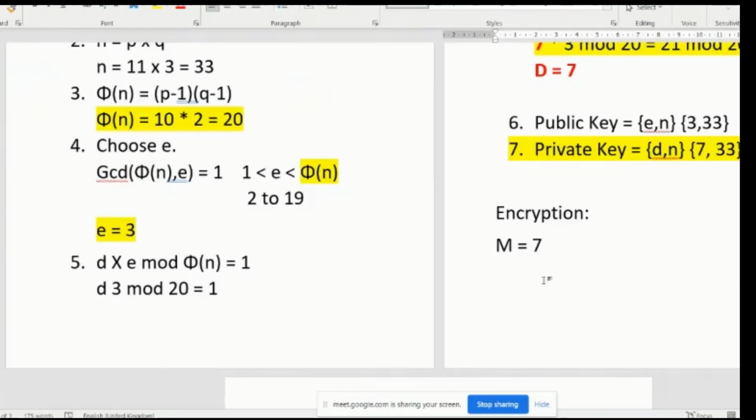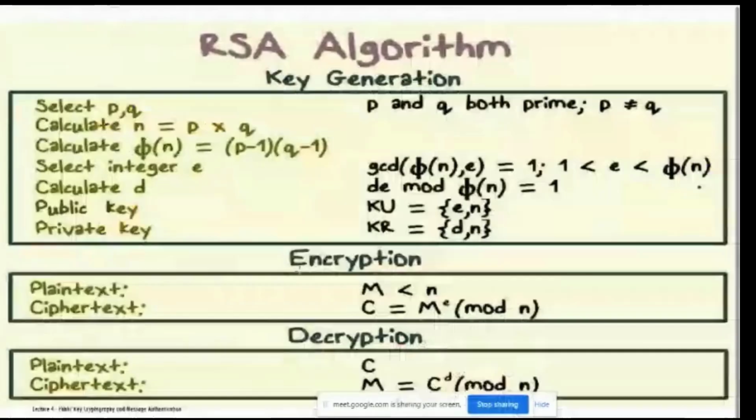Now how do we do encryption? What is the formula for encryption? You can see the formula for encryption is: C means ciphertext. C is equal to M to the power of E, M to the power of E mod N. This is going to be the formula.